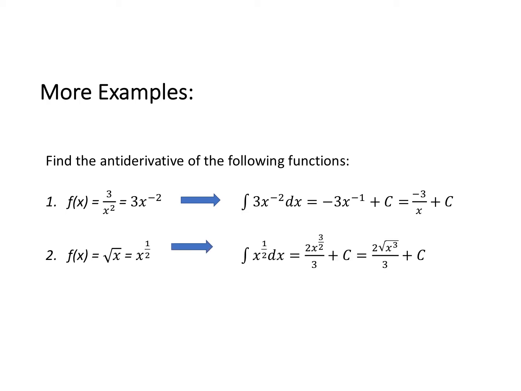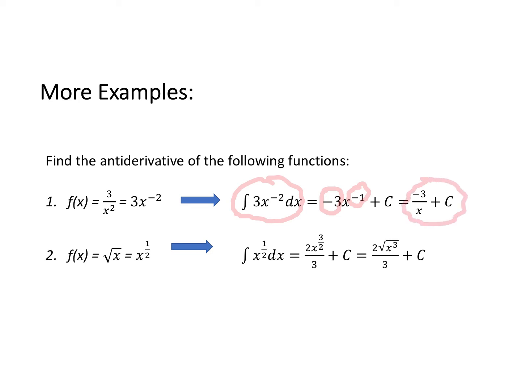Let's look at the first one here, the antiderivative of 3x to the minus 2. We're going to add 1 to the exponent, so minus 2 plus 1 is going to be minus 1. We're going to divide by minus 1, so that means that instead of being 3, it's now minus 3. And we're going to add a constant c to it. Or we could rewrite it simply as minus 3 over x plus c.